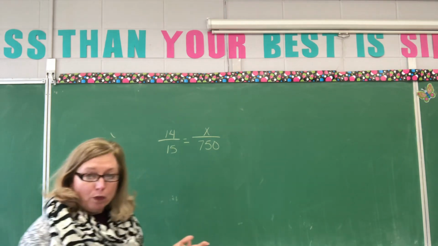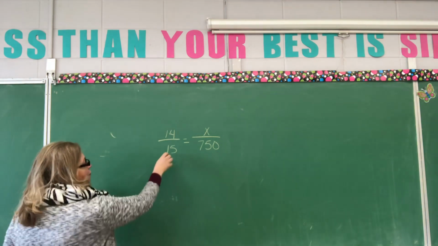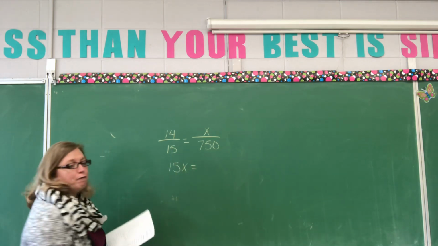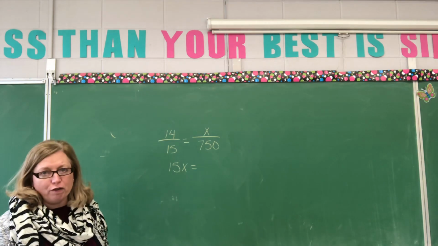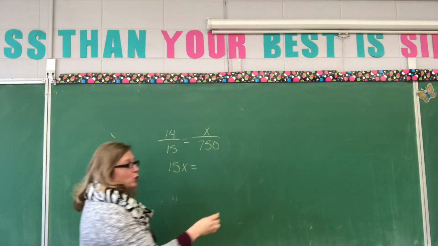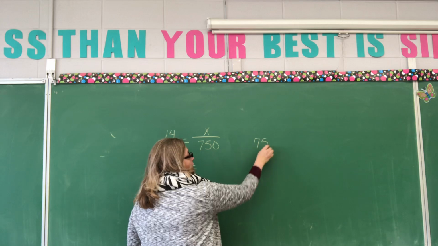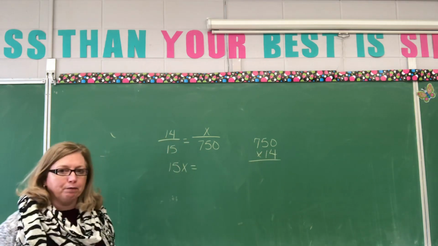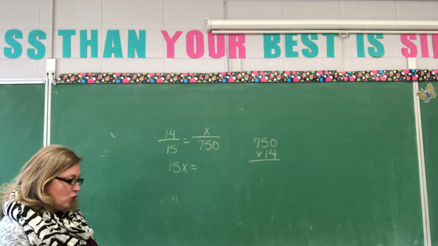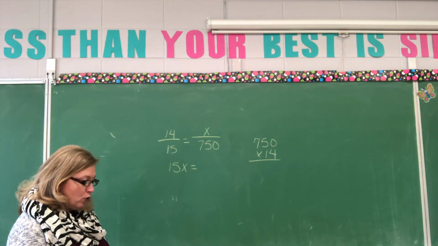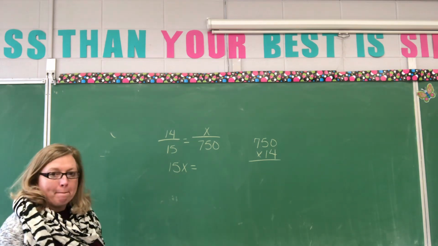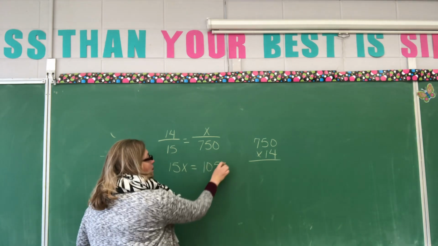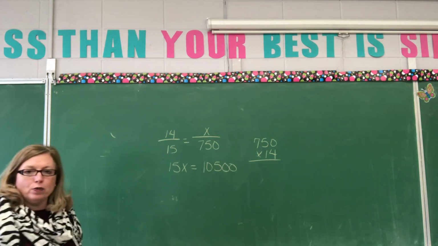Now what are we going to do? We're going to cross multiply. So we're going to say 15 times x and get 15x. Then we're going to say 14 times 750. I feel like sometimes you guys let me do all the work. So if you're going to take 750 times 14, multiply that out. Multiply it out. Please don't use your calculator. Please use your head. Okay, the answer was 10,500. Now what do we do?